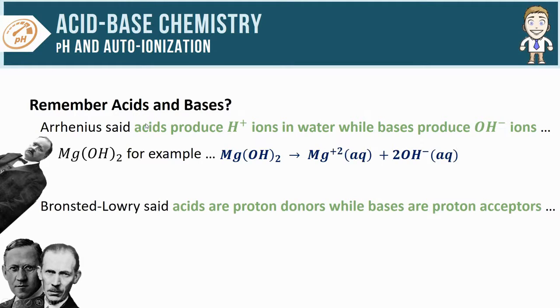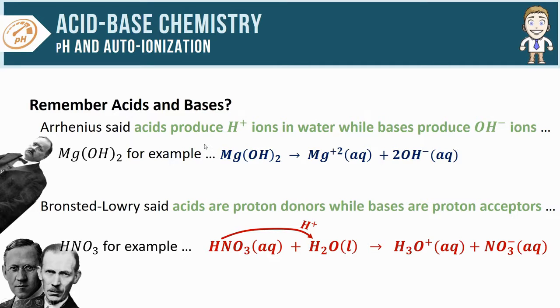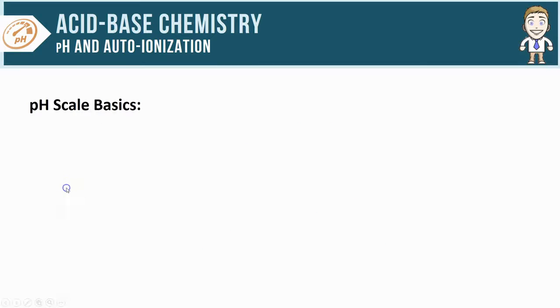The more inclusive Bronsted-Lowry theory says that acids are actually proton donors, while bases are proton acceptors, like this HNO3, nitric acid, that donates an H plus to water, making H3O plus ions and therefore acidifying the solution. Now we can go one step further and take a look at a good numerical way to keep track of just how acidic your solution is. I'm talking, of course, about pH.